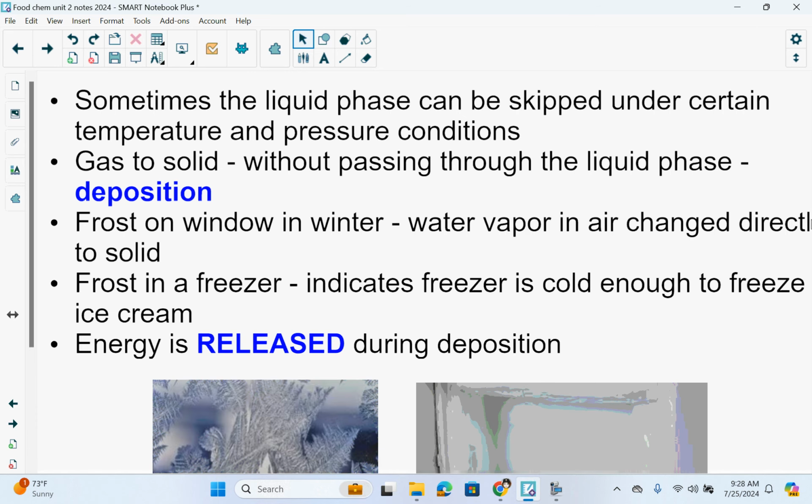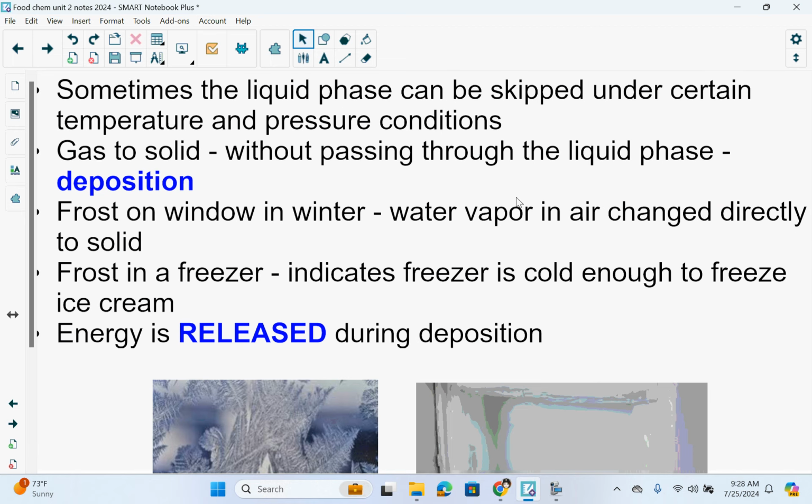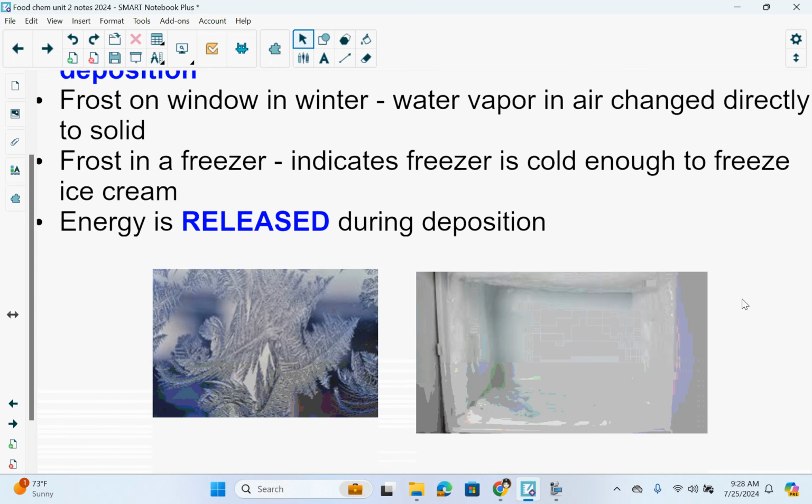Sometimes the liquid phase can be skipped under certain temperature and pressure conditions. This would be a gas to a solid without passing through the liquid phase, known as deposition. This would be frost on your window in the winter. Water vapor in the air, vapor is a gas, right? It's changed directly to that solid ice on your window. That would be deposition. Frost in a freezer indicates that that freezer is cold enough to freeze ice cream, and energy is released during this process.